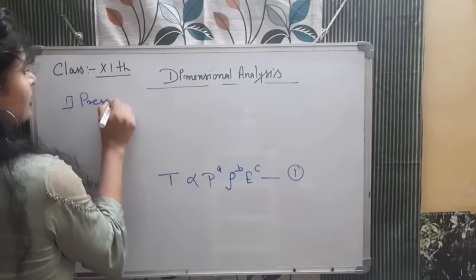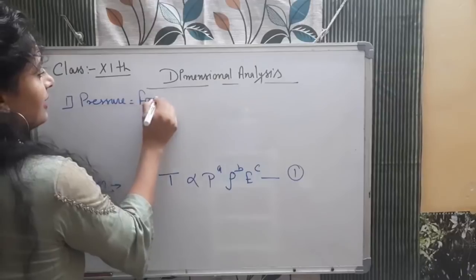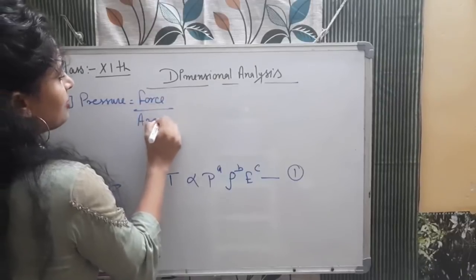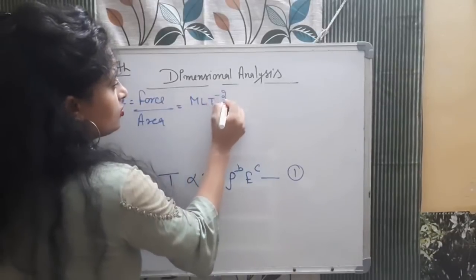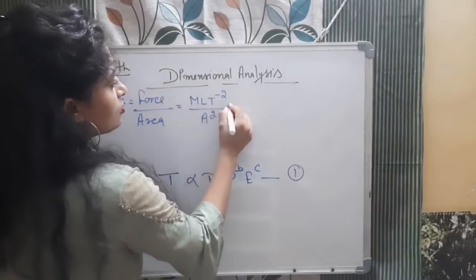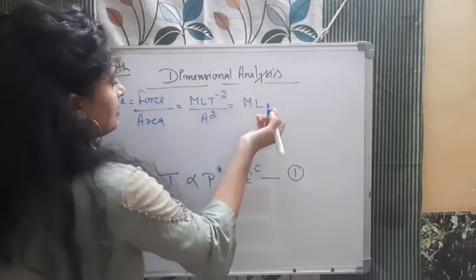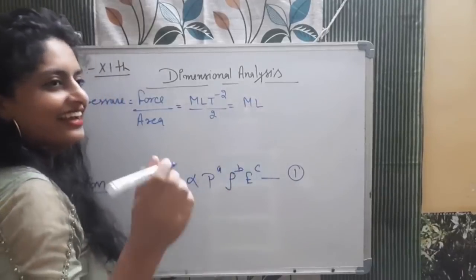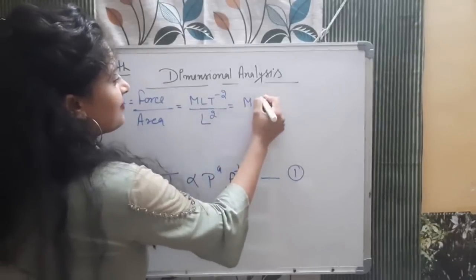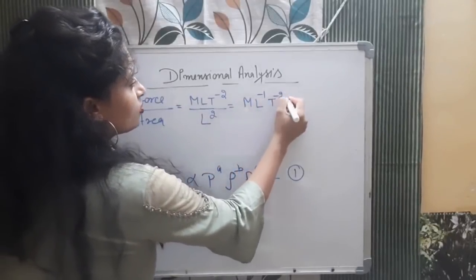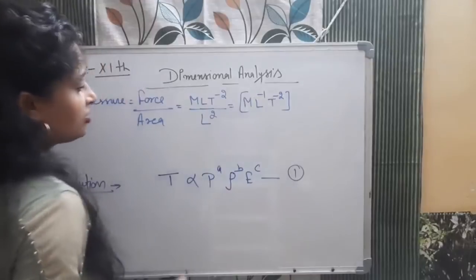Pressure is equal to what? Force upon area. So the dimensional formula for the force is what? M L T minus 2, area A square. So what will happen? Area is not A square, area is length into breadth, so it will be L square. So it will be M L minus 1 T minus 2. This is the dimensional formula for the pressure.